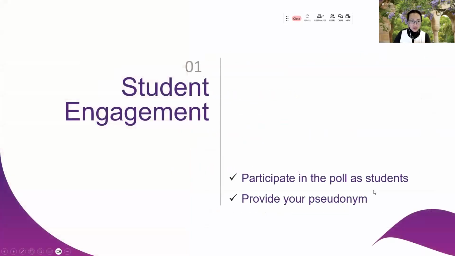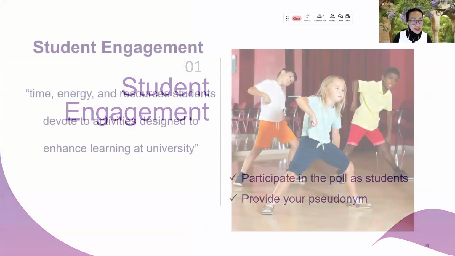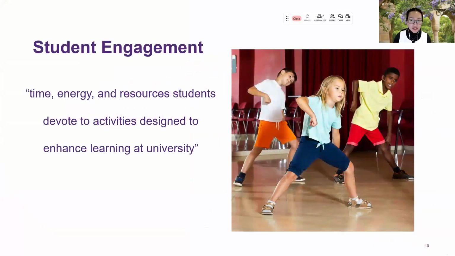So in the first part, I would like to show you some of the sample questions. I use the topic student engagement as the topic where we can participate in the sample poll. Student engagement can be understood broadly as the time, energy, and resources that students devote to activities designed to enhance their learning at university. It can be understood as the relationship between the student and the learning environment. And research has shown that the more engaged students are in their study, the better chance they have of achieving higher results.